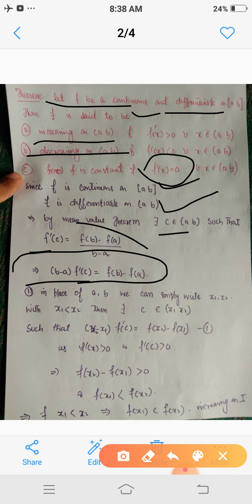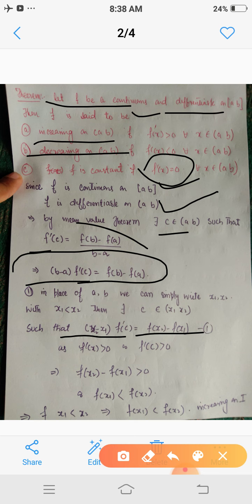Between any two real numbers there is another real number, and hence infinitely many real numbers. So in place of a and b we can simply write any arbitrary points x1 and x2 of this interval. This means that there exists a point c belonging to (x1, x2) such that (x2 minus x1) f dash of c equals f of x2 minus f of x1. Now name it equation first.